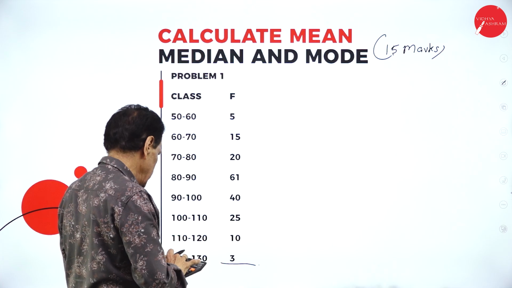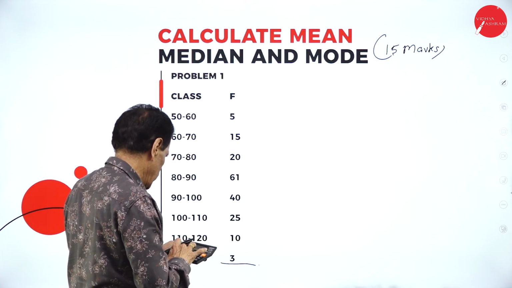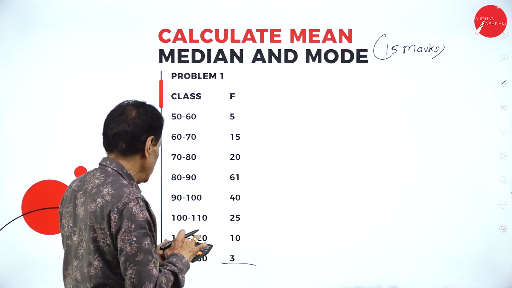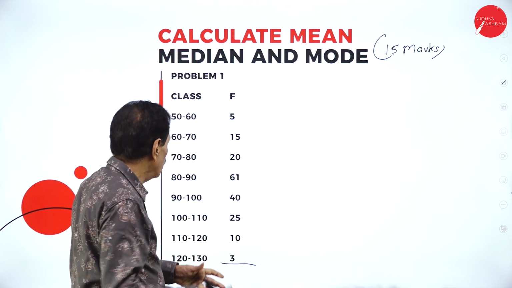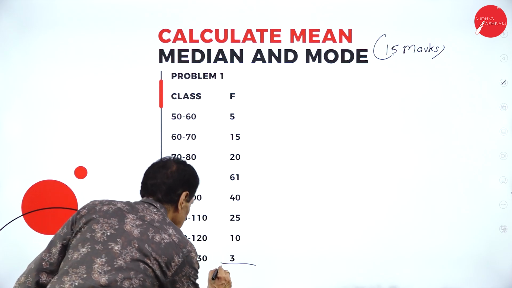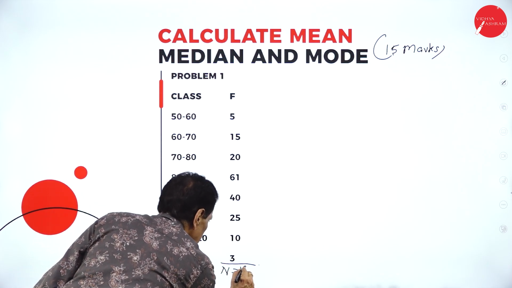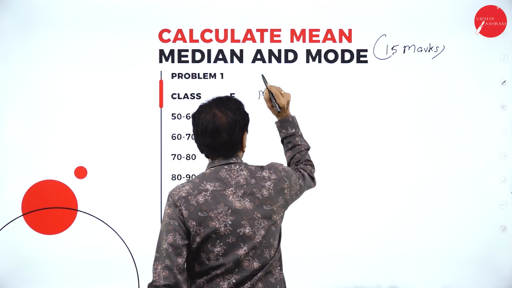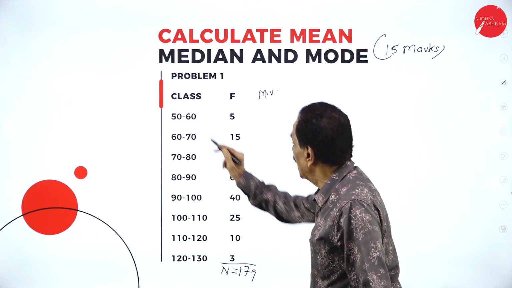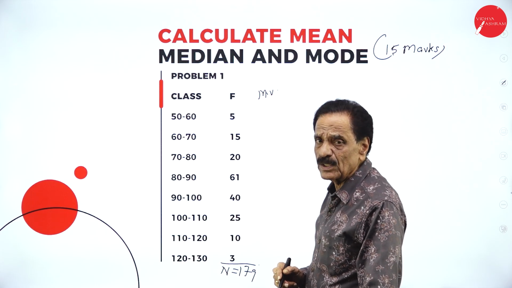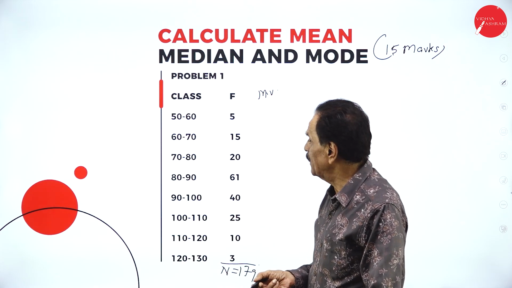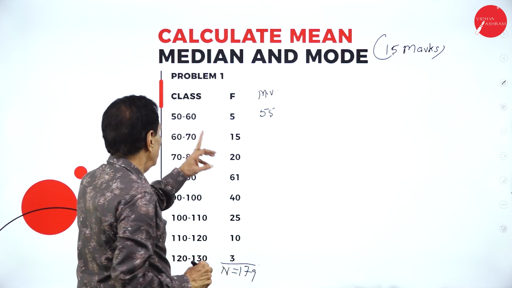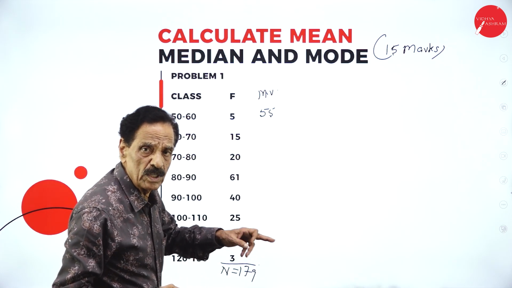First one is 5 plus 15 plus 20 plus 61 plus 40 plus 25 plus 10 plus 3. It is 179. You call this as N, as 179. Then find out the mid value. Add both. 50 plus 60 is 110, divided by 2 is 55.